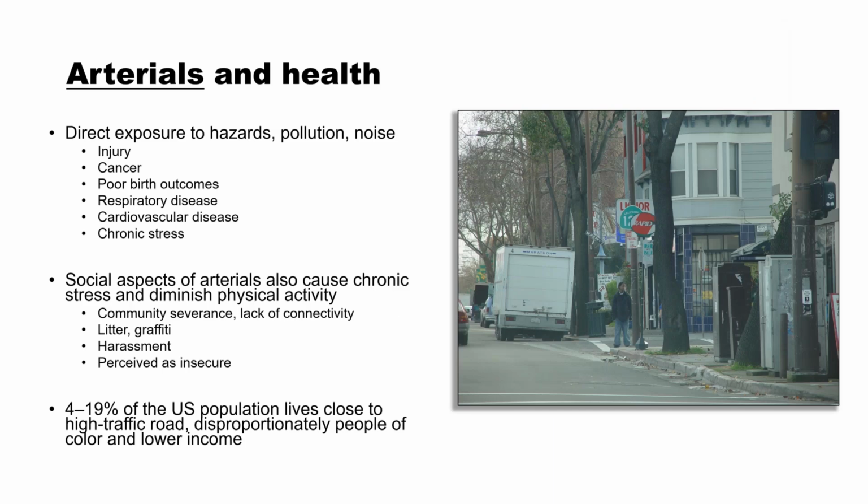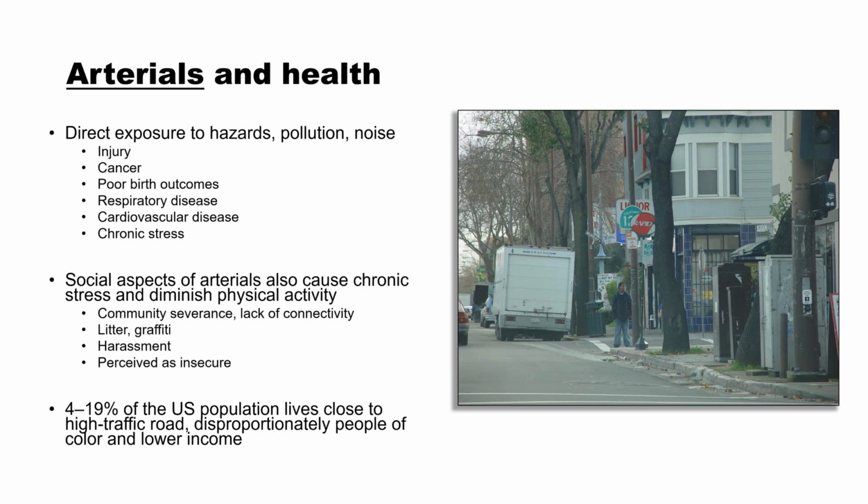Okay, closing thoughts to sum up. Arterials are really important places where our interventions can make a really important difference to improve health and reduce health disparities, mainly by dealing with these direct exposures that people have. Dealing with injury, potential, right, we want to mitigate and reduce causes of cancer, poor birth outcomes, respiratory disease, cardiovascular disease, and chronic stress. These are the major health outcomes and behaviors that are linked to arterial roads through research.